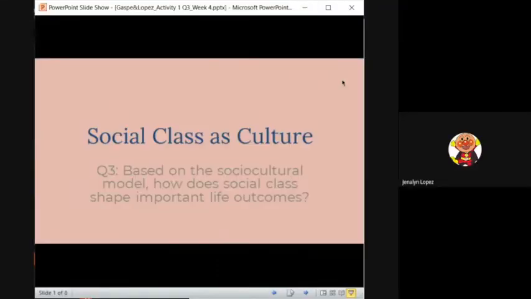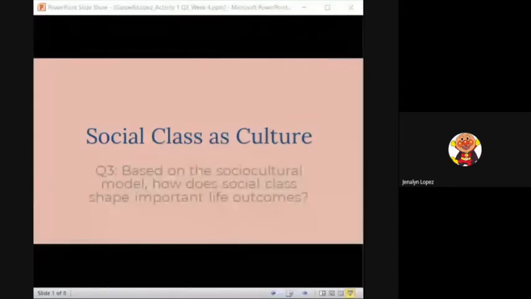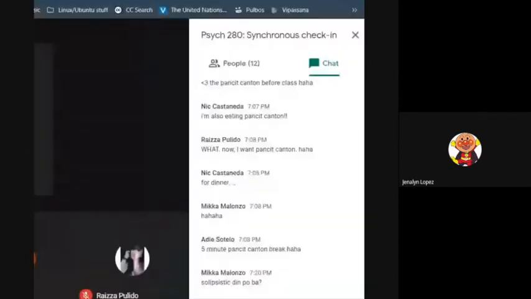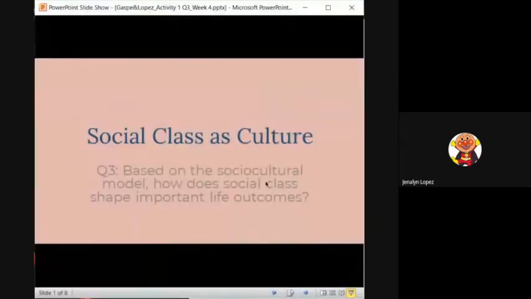So our question is, it's based on the sociocultural model. How does social class shape important life outcomes? So we tried to answer this through scenarios using the model. So medyo dinisect namin siya and we tried to illustrate it through the model.